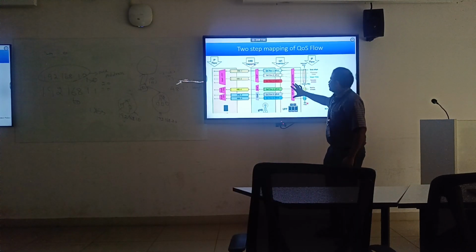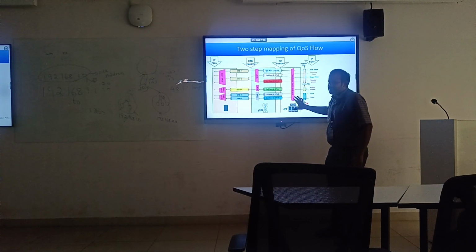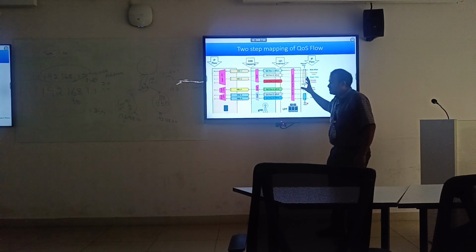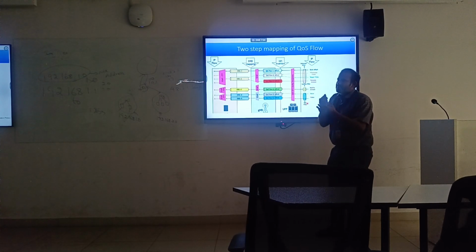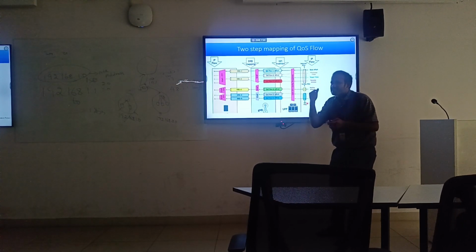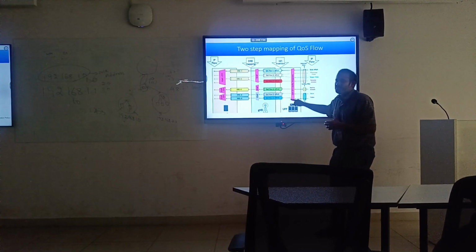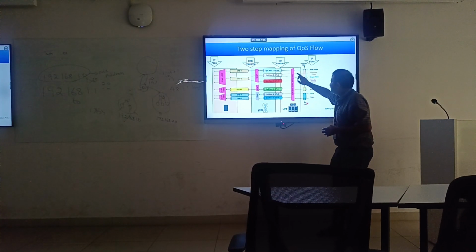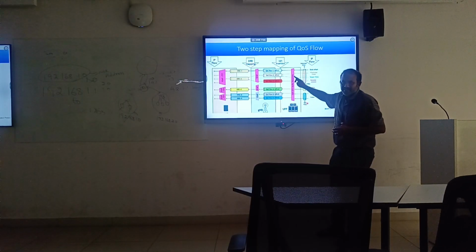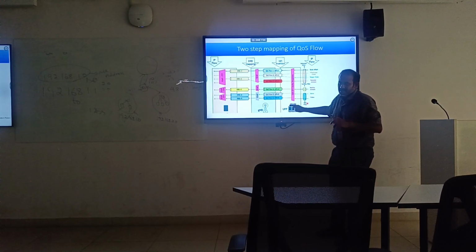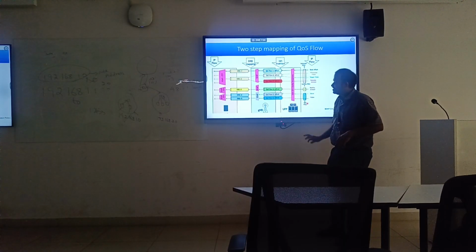So the function of UPF here is to filter out which type of services belong to which QoS. How will UPF do this? By using this template, that is the SDF template. SDF means service data flow template.